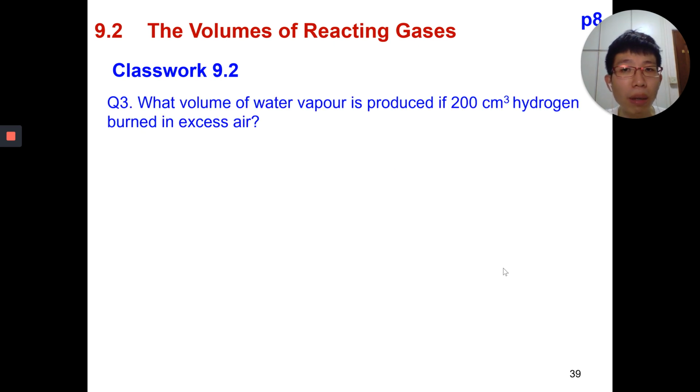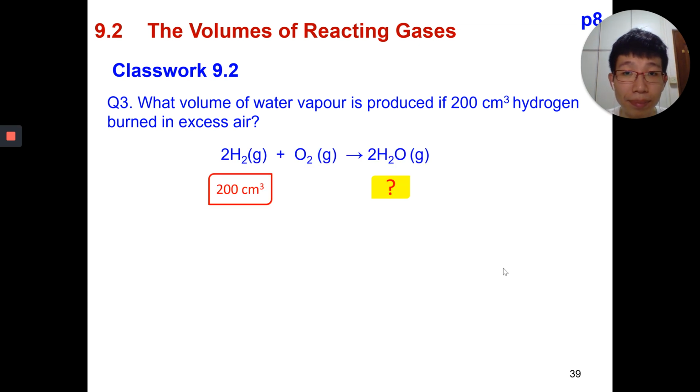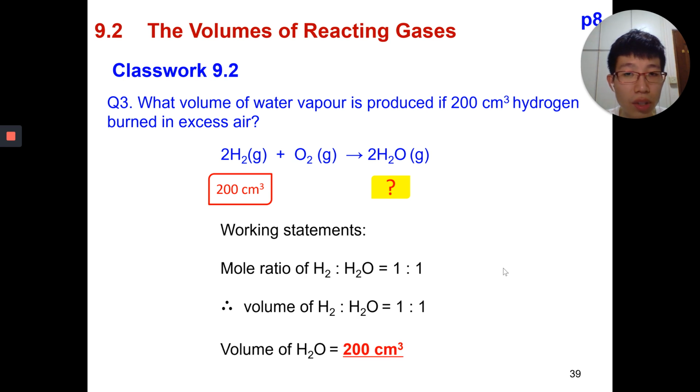Question 3, what volume of water vapor is produced if 200 cm cube of hydrogen gas is burned in excess air? Remember, excess air means it reacts with oxygen. This is the equation. So put down the information given. For the working statement, first step, write down the mole ratio. In this case it is 1:1, because for hydrogen gas and water it is 2:2, then we reduce to the simplest ratio, 1:1. So the volume ratio of hydrogen gas to water vapor is also 1:1. That means the volume of water vapor produced will be equal to 200 cm cube as well.